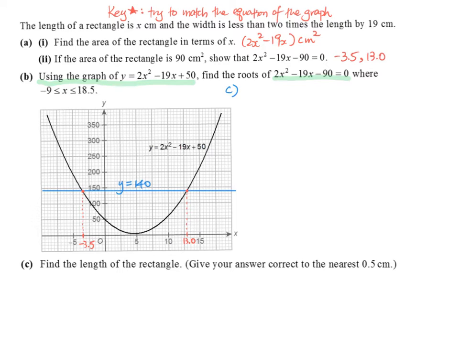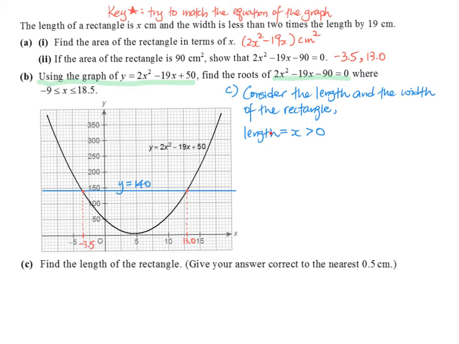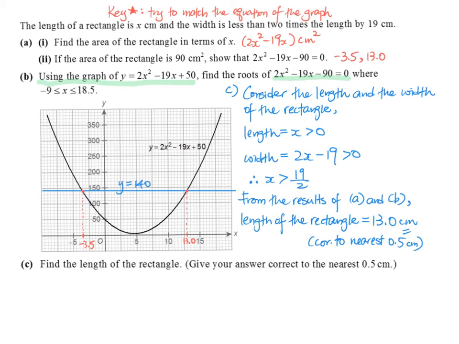Now part C brings us back to the problem of the rectangle. With all these restrictions, what is the length of the rectangle? We know that x, being the length, must be greater than 0. And the width must also be greater than 0, right? And so x must be greater than 19 over 2. Now consider the area must be 90, and there are only 2 possible x. With this restriction, we can conclude that only this would be the answer for x. So when we put everything together, the length must be 13.0 cm.